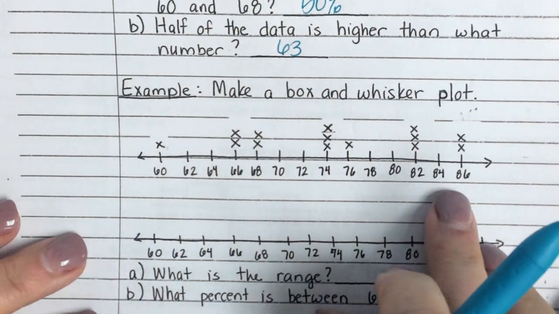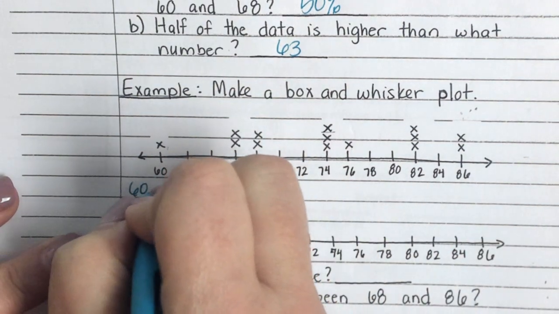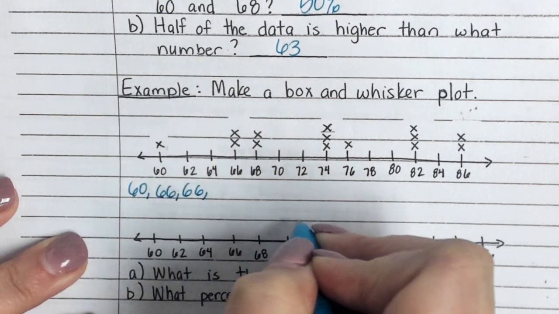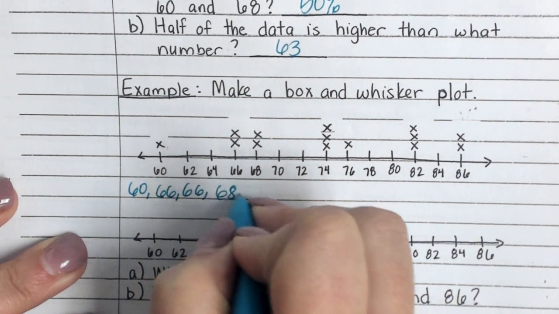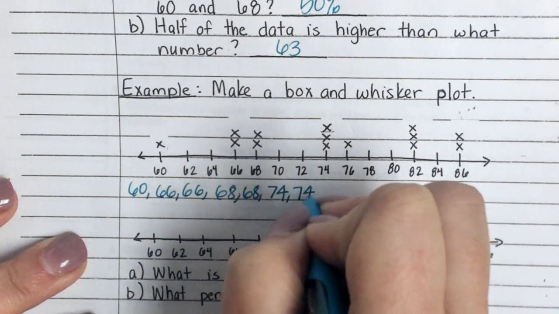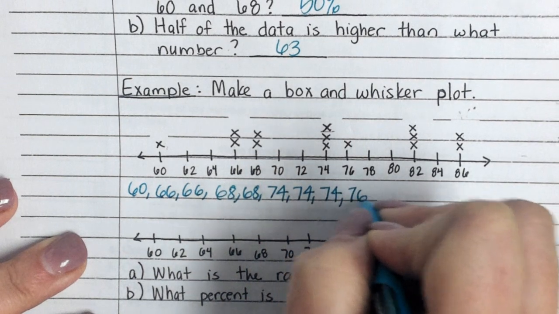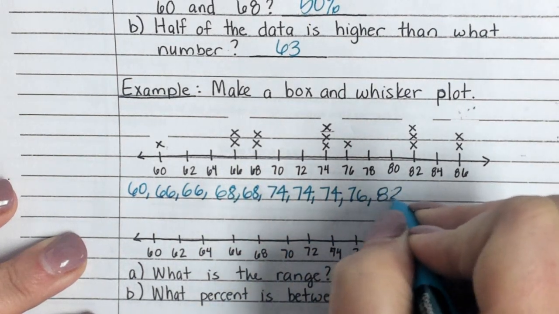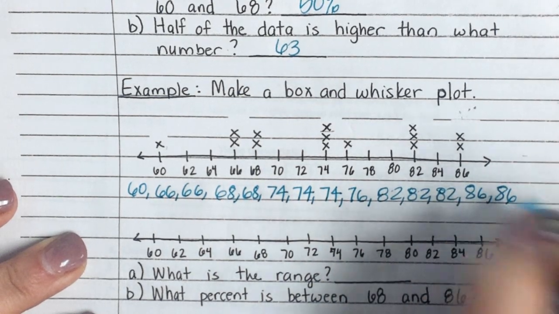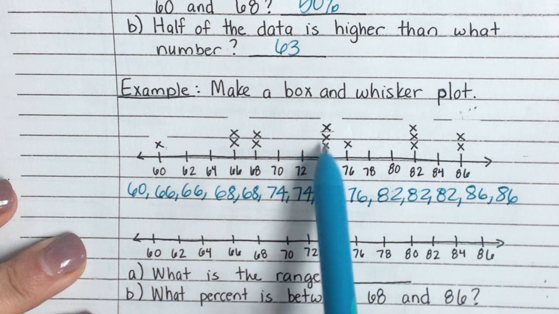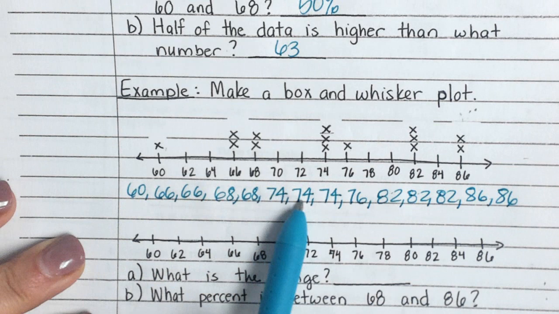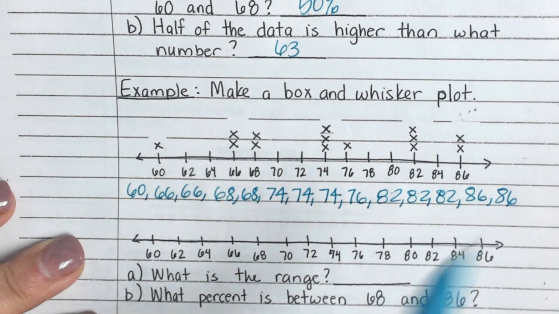Okay, again, let's see our numbers least to greatest. We have 60, and then we skip all the way to 66. But we have 2 of those. 2 68s and 3 74s. 1 76, 3 82s, and 2 86s. So we have 1, 2, 3, 4, 5, 6, 7, 8, 9, 10, 11, 12, 13, 14 numbers.